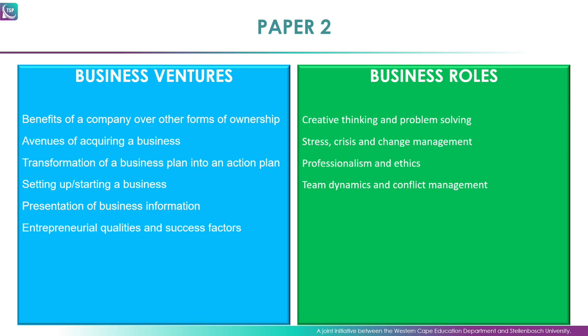So that is your business ventures section, your question 2 and part of your question 4, and obviously your question 5, section C question. Right, then we move on to business roles, which include creative thinking and problem solving, stress, crisis and change management, professionalism and ethics, and team dynamics and conflict management. That would be your question 3, part of your question 4, and then your question 6, section C type question. That would be finalizing what is included in your paper 1 and paper 2.